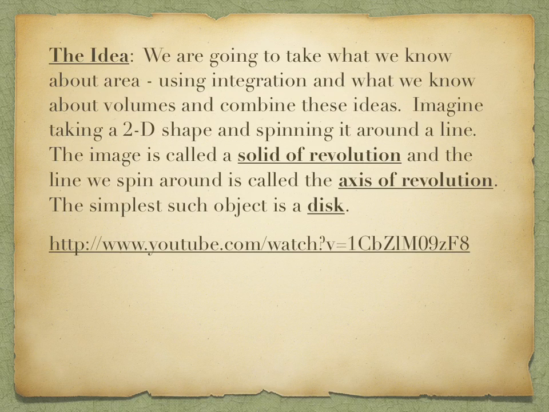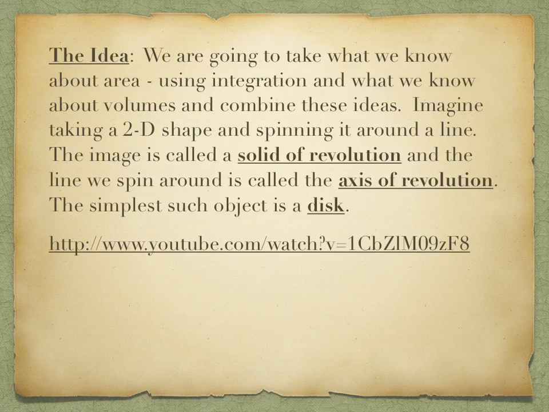We're going to take what we know about area. And what we know about area is all these integrals, right? Being able to find these integrations. And we're going to imagine that we take this two-dimensional shape and we spin it. It's sort of like spinning a top. You're going to spin this object, okay?